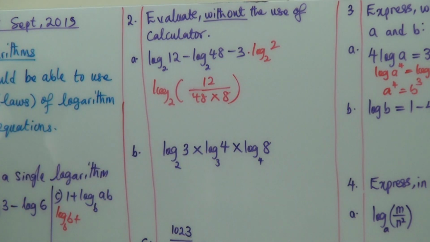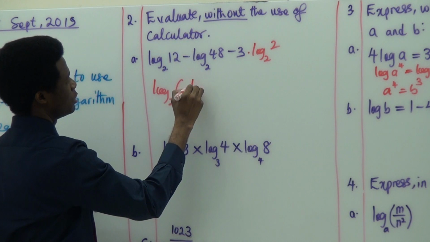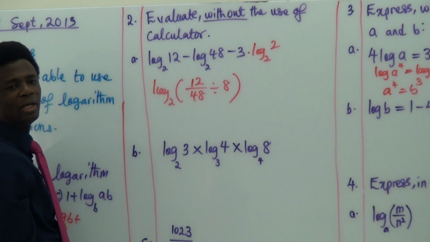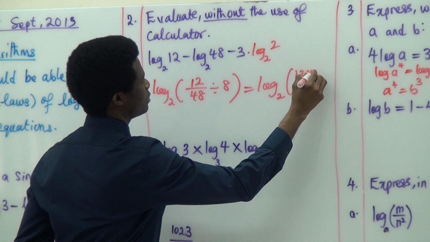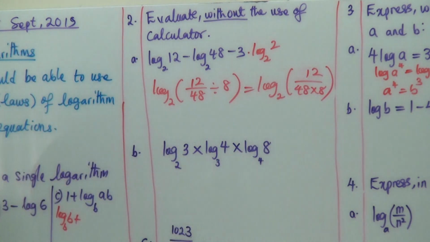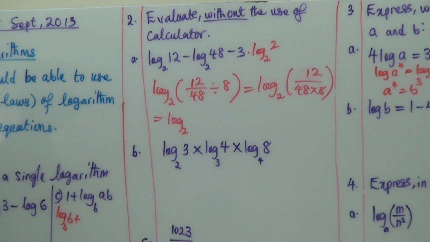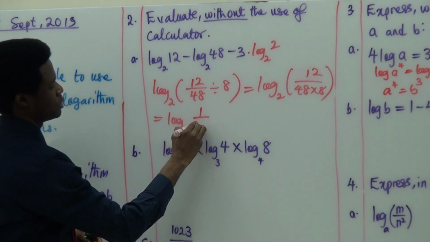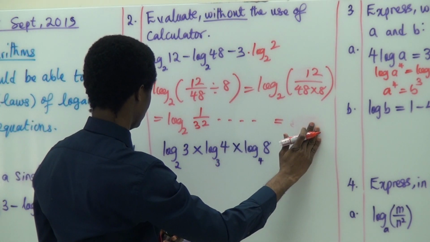Yes, because you have to divide. So you want 12 divided by 48 divided by 8, and that's times 1 over 8. Okay? So 12 divided by 48 times 8. So what do you get eventually? Log base 2, what's that? What's the number? 2 to the power of negative 1 over what? 32. So if you simplify that, you get negative 5. Is it negative 5? Yes.